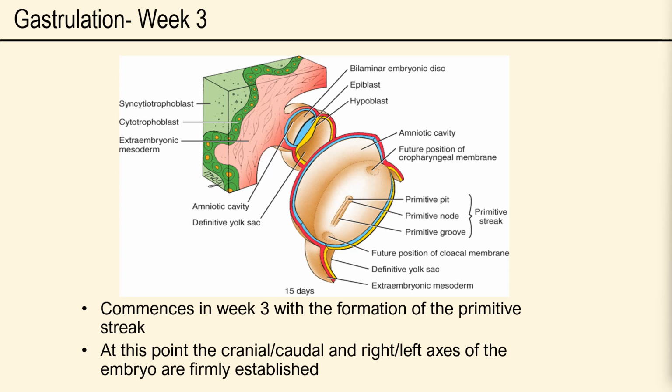So the formation of the primitive streak exacerbates the directions in which organ systems will be developed in a process called fate mapping. Let's go and look at how this takes place.